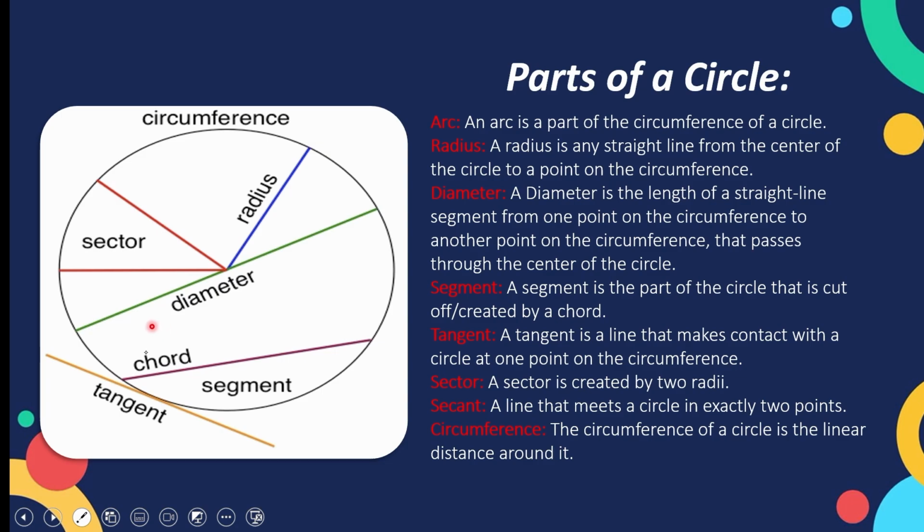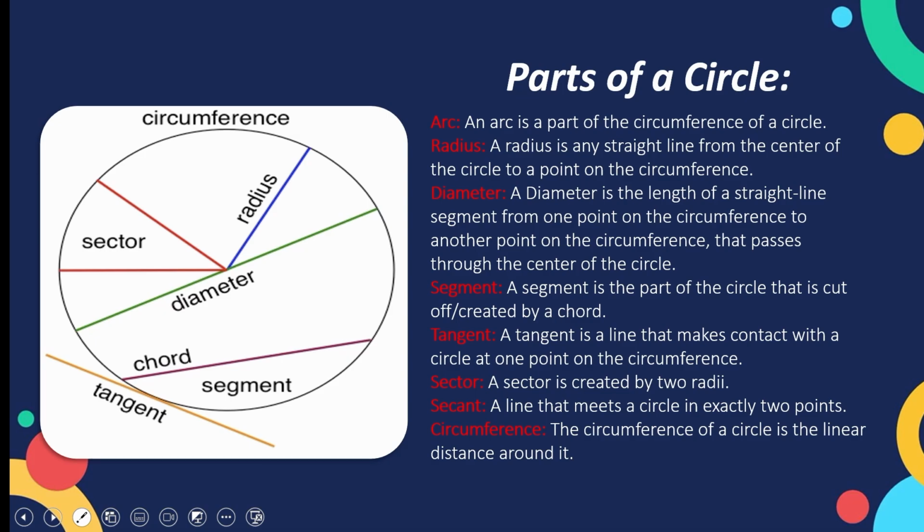As we can see here, this chord would be a secant because it touches the circumference of the circle here all the way across, and it touches the circle over there. If we have a look at a sector, here is our sector in red. What is the difference between a segment and a sector? Well, the big difference is a sector is made up of two radii, there they are, whereas a segment is made up of a chord, and there's our chord over there.